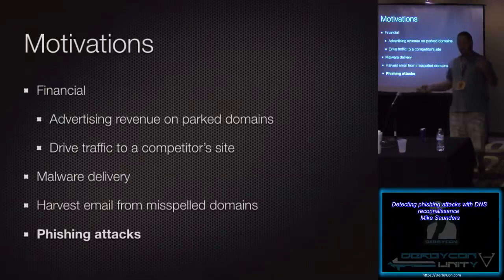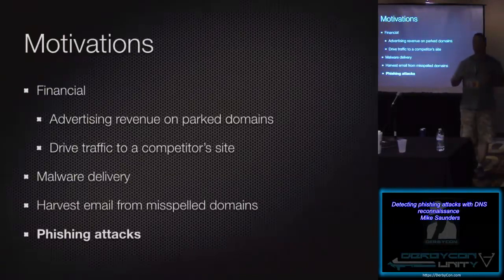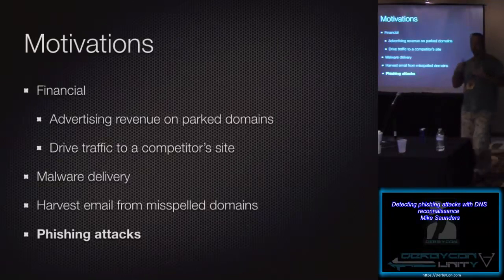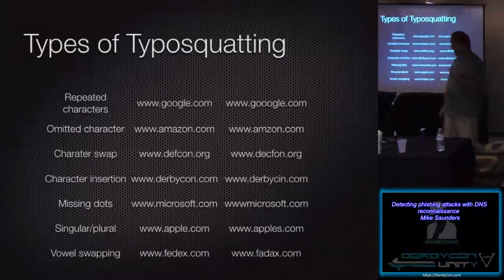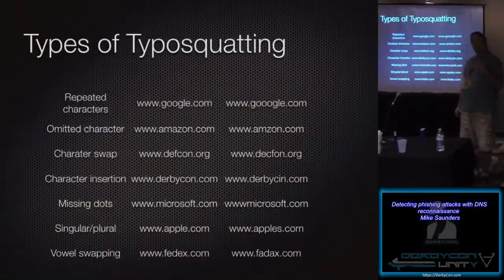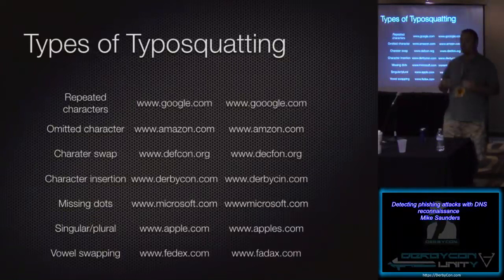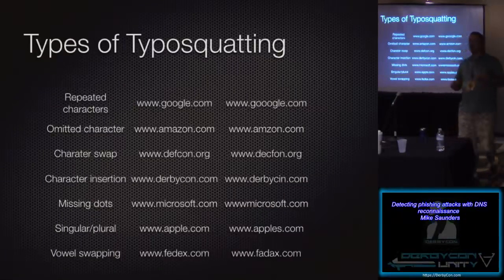Obviously, there are a lot of motivations behind typo squatting. Back in the day, it was about advertising, financial kinds of things, redirecting through ad networks, delivering malware. But then it really started getting used for phishing attacks because it's highly effective. And I have some examples of kinds of typo squatting on the screen here. Things like repeated characters, google.com with 3 O's, or things like omitted characters, amazon.com, missing an A. You also have things like missing dots.